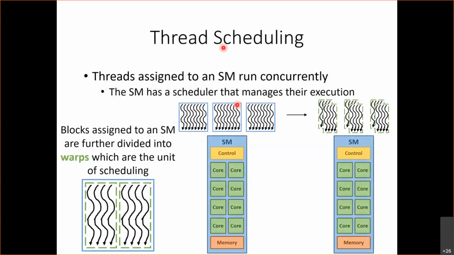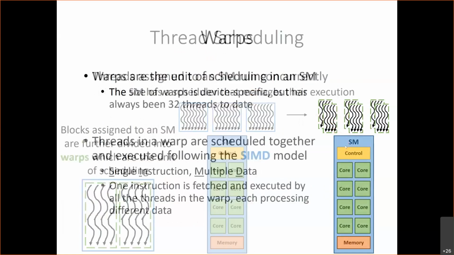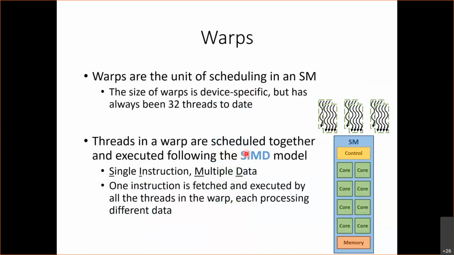And we said that for thread scheduling, when blocks are scheduled on SMs, they're divided into units of warps, and they're scheduled in units of warps. What's special about warps is that they are executed following the SIMD model. So a warp consists of 32 threads, and every 32 threads are executed on an SM following the single instruction multiple data model, which means that we fetch one instruction and we execute it for all the threads in the warp at the same time.